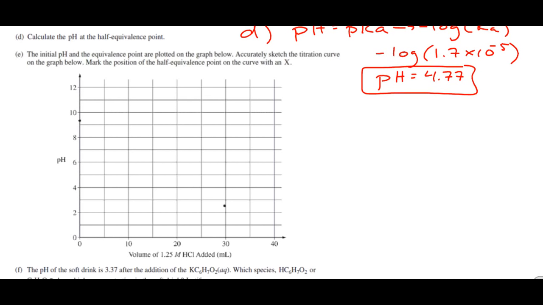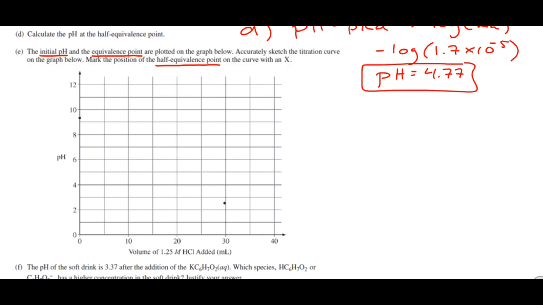Okay, now we get the graph, which is kind of a nice change of pace on an AP chemistry exam. It says the initial pH and the equivalence point are plotted on the graph below. Accurately sketch the titration curve on the graph below. Mark the position of the half equivalence point with an X. So we need 3 points. That's very, very important.